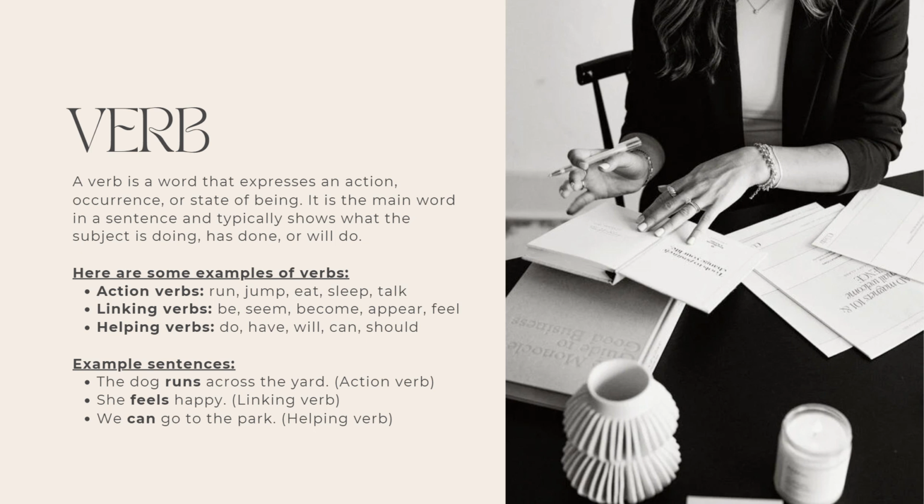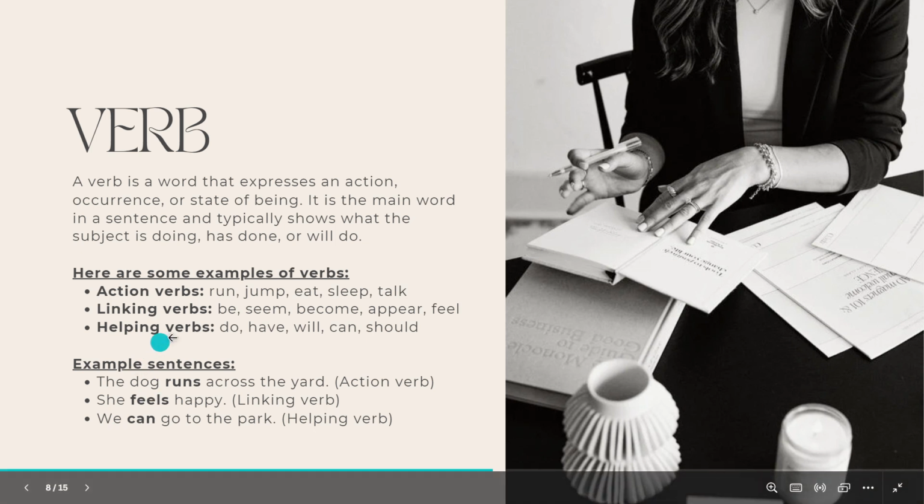A verb is a word that expresses an action, occurrence, or state of being. It is the main word in a sentence and typically shows what the subject is doing, has done, or will do. So a verb is a word that always shows us what is happening in the sentence, or what the person is trying to express by using the sentence. It's the main word which makes up the sentence fully. Now, there are action verbs, linking verbs, and helping verbs.